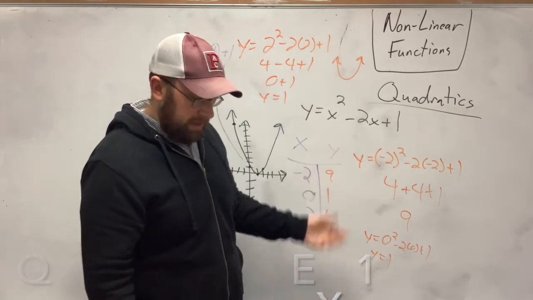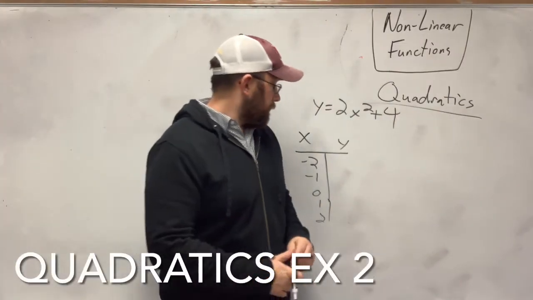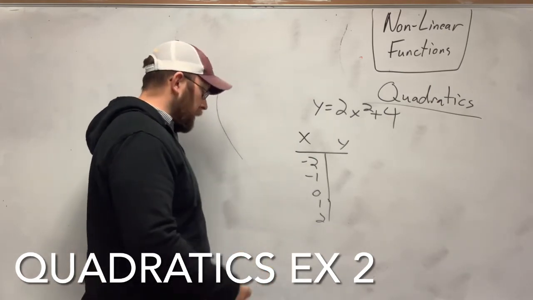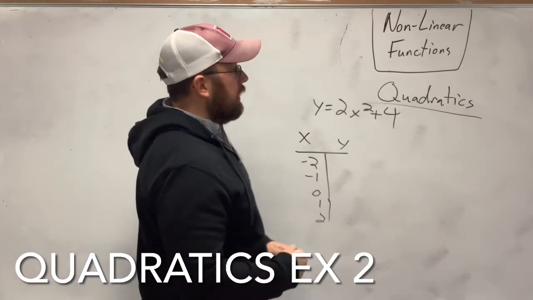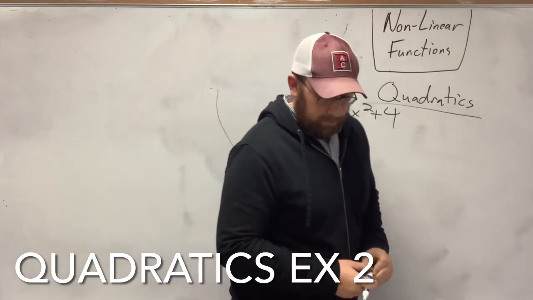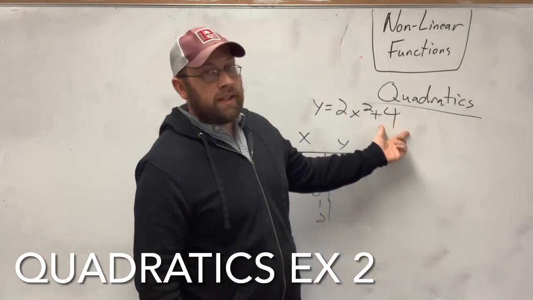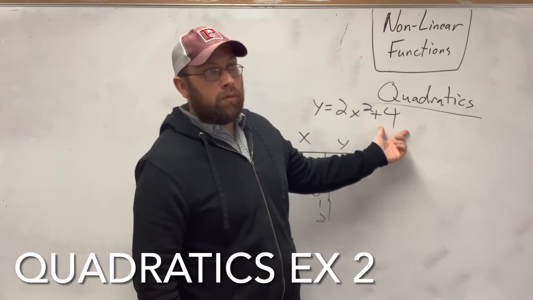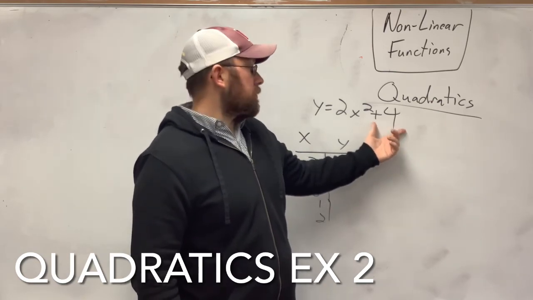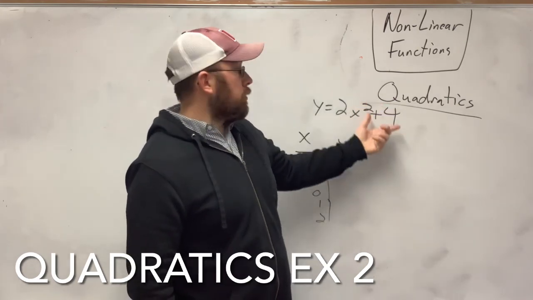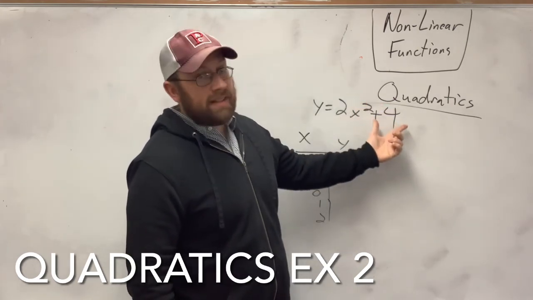I'm gonna do one more example of this. All right, here we go. Here are all of our x's, our inputs. Remember, for every one input, you only get one output. Now with quadratics, this last number here is your constant, or it's gonna be your y-intercept. So I know when I graph this on the graph, my u is gonna cross on the y-axis at 4.